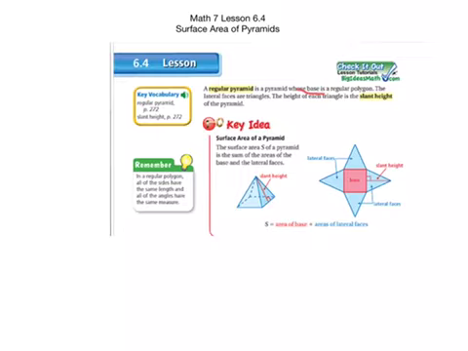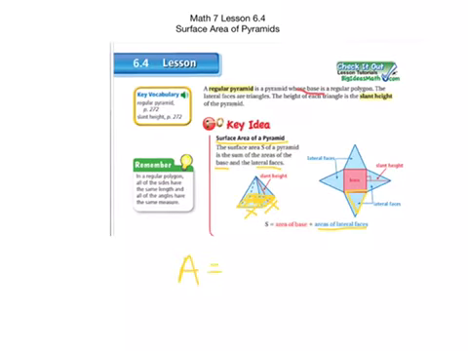So, to find the surface area of a pyramid, you're going to add the areas of the base and then all four of the lateral faces. So you're going to find the area of this base, okay? And since this one's a square, it's real easy because you just multiply this side times this side, and that gives you the area. And then you're going to add it to the areas of the lateral face. In this case, that's a triangle, okay?